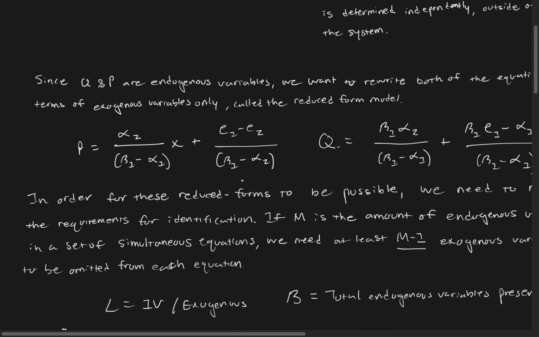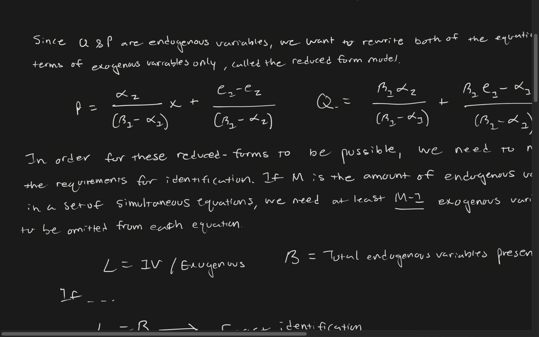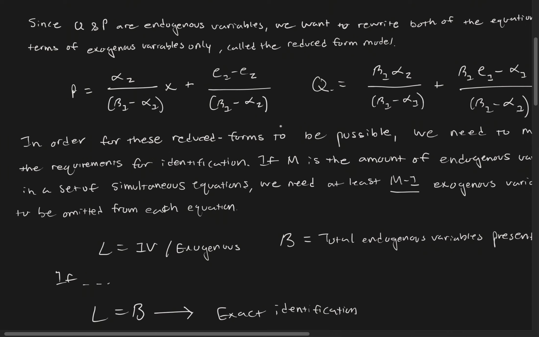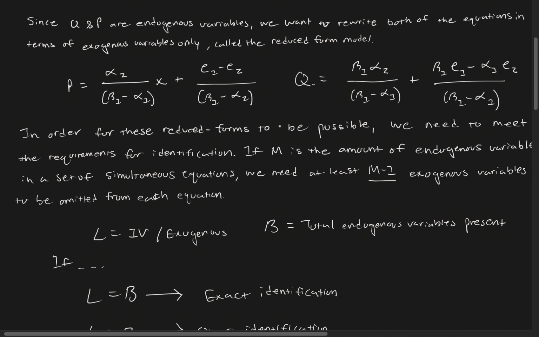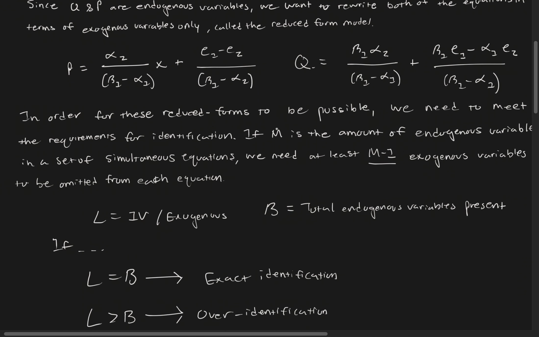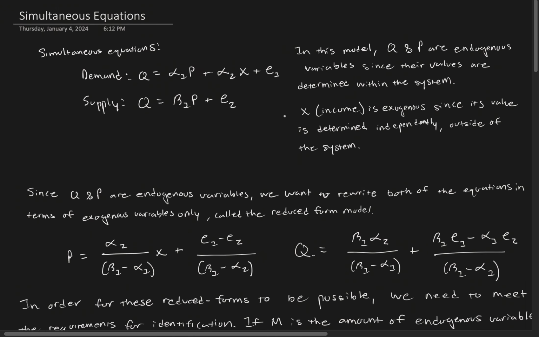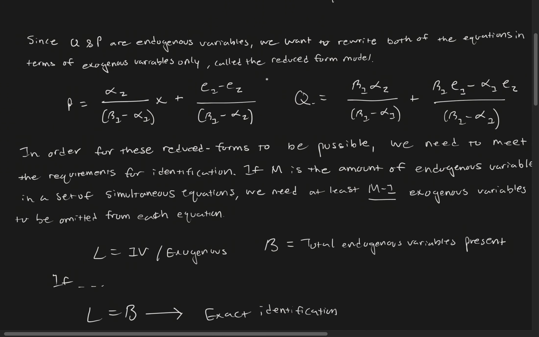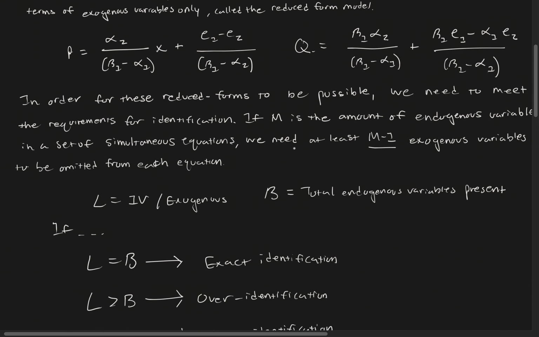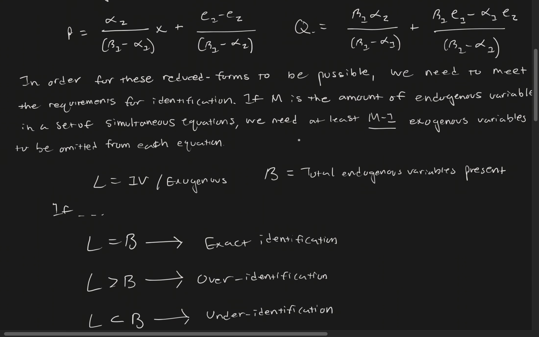All right. And so in order for this process to be possible, we need to meet the requirements of what we call identification. If m is the amount of endogenous variables in a set of simultaneous equations, right here we have 2, so m would equal 2. Then we need m minus 1, so one exogenous variable, to be omitted from each equation.